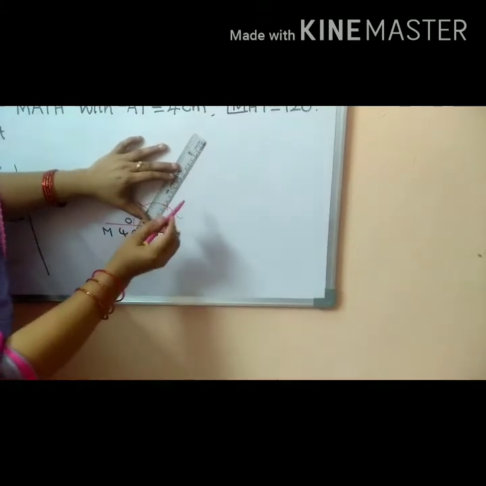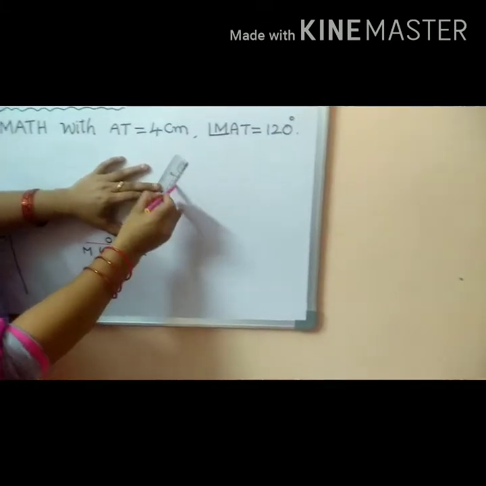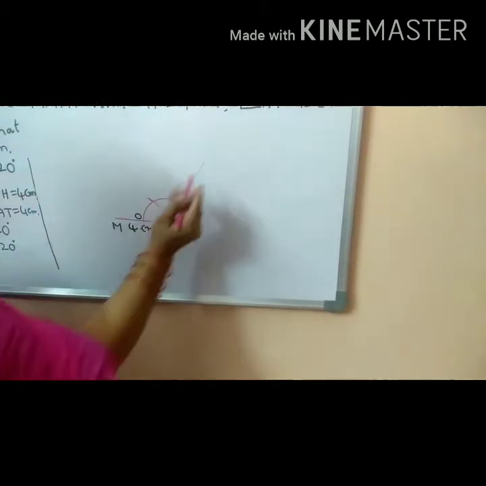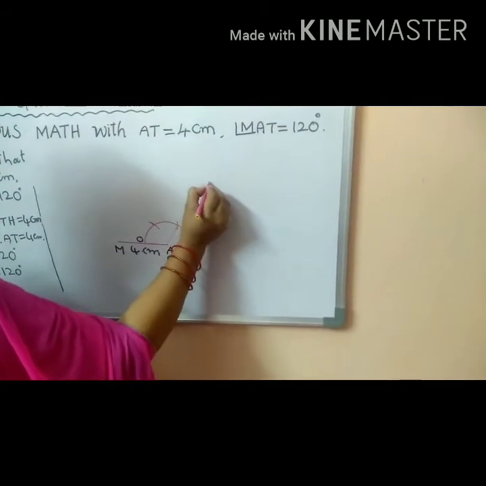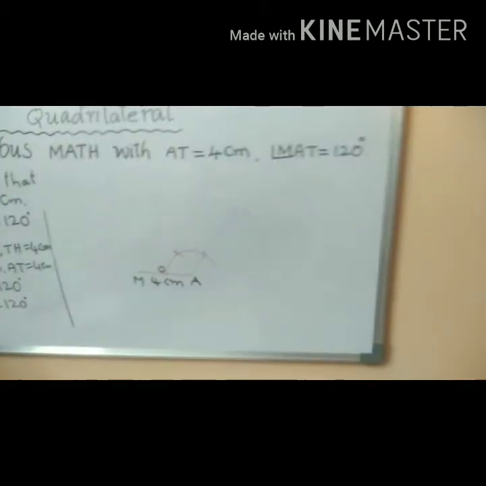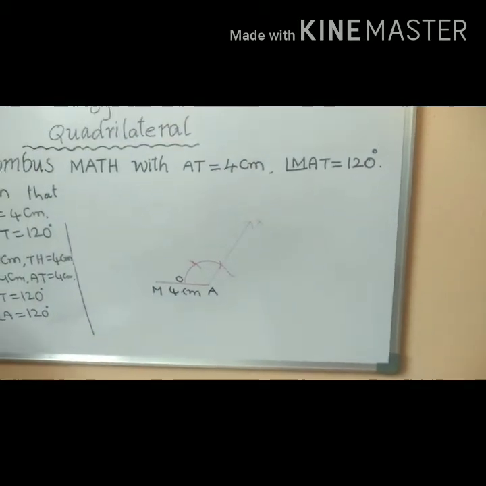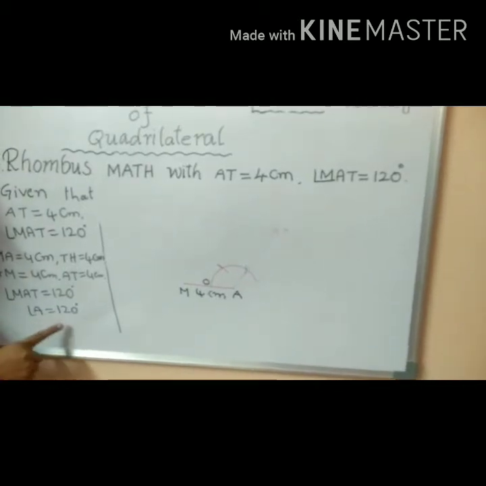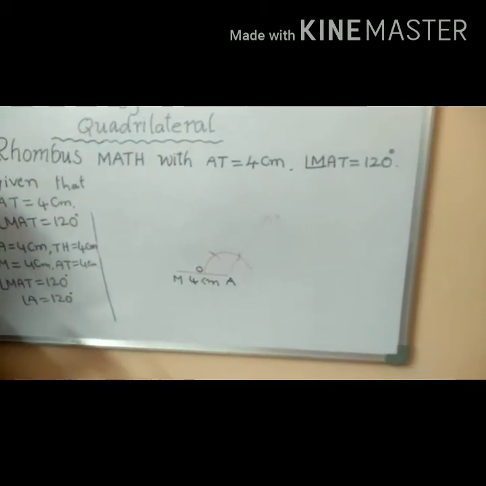Draw the ray. So it is AX. Now observe that, here angle A is equal to how much? 120 degrees.